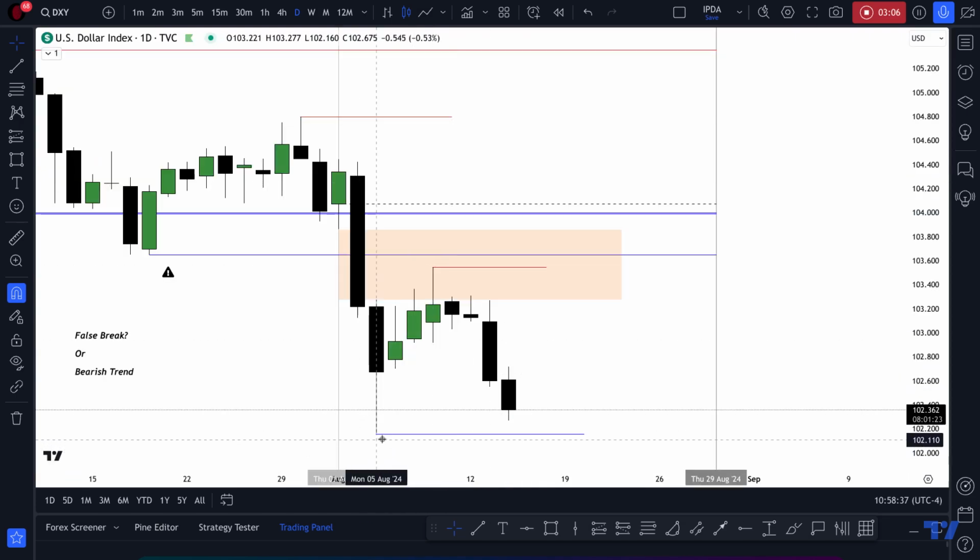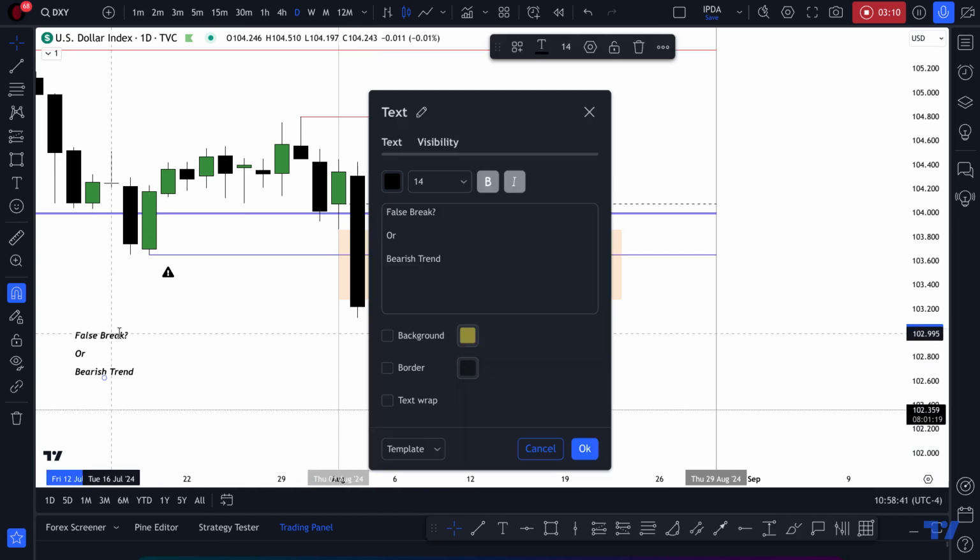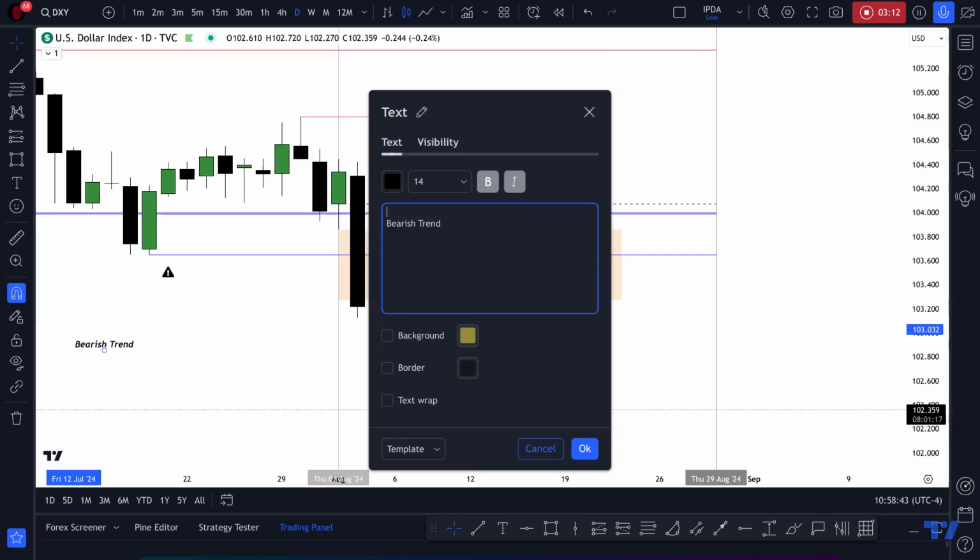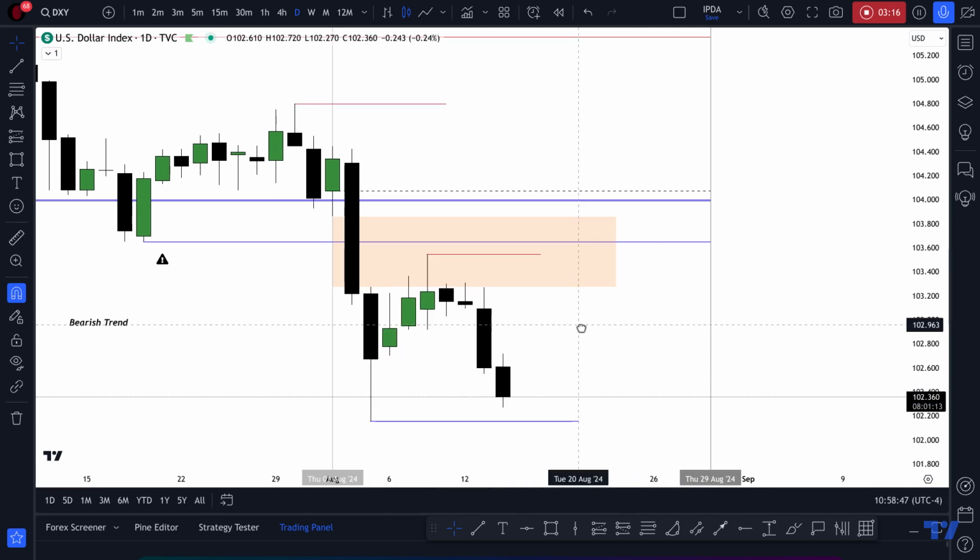Look at that. DXY is reaching for what? That sell side. So instead of it being a false break, we could say, okay, more than likely, it's a bearish trend right now that we're looking at. Price printed 1, 2, 3, lower swing high, confirmed it, and now today we got that sell-off with the news.